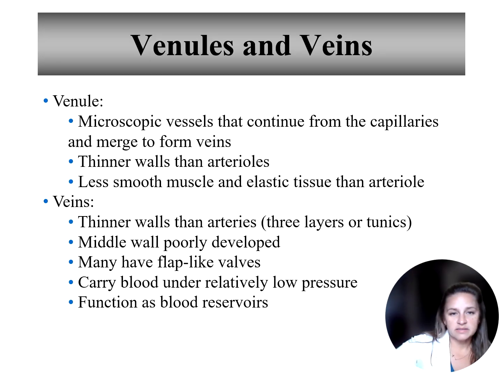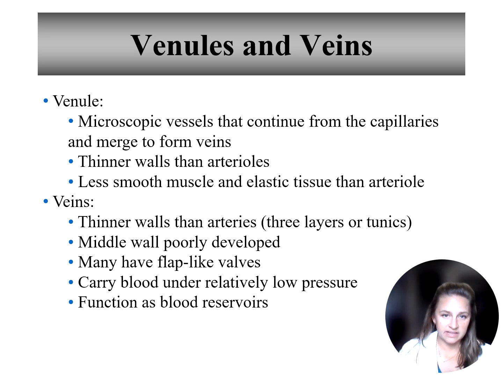Okay, so we talked about the arteries and the capillaries. Let's talk about the veins and the venules. So the venules are the smaller of the veins. They go between the capillaries and they merge into the veins. These have thinner walls than the arterioles, and again, they just don't require a thicker wall because the blood pressure is lower because we're farther away from the heart. There's less smooth muscle and elastic tissue than the arteriole, again, because the blood pressure is lower.